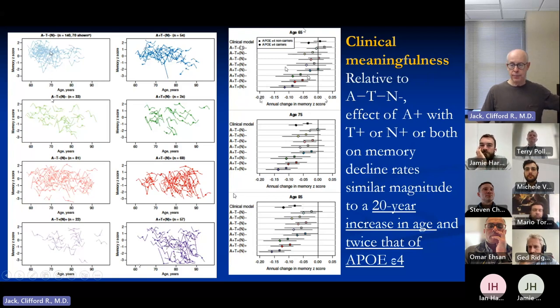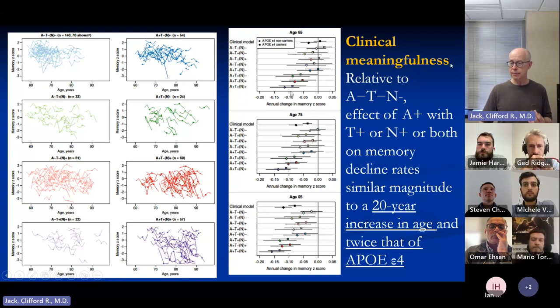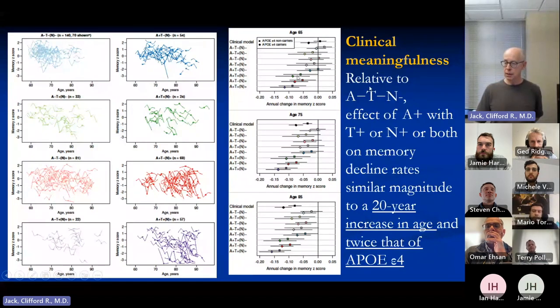And three of these biomarker profiles really stand out. It's the bottom three as having, by far, the highest rates of change. And it doesn't matter what age, it's true regardless of age, it's true regardless of sex, it's true regardless of ApoE genotype. If you're in one of these three groups, your rates of decline on memory are fastest. And what are those three groups? They are groups with amyloidosis coupled with either tauopathy or neurodegeneration.